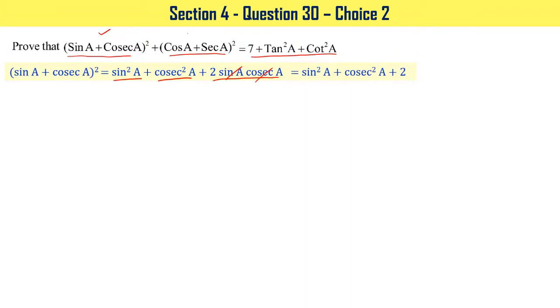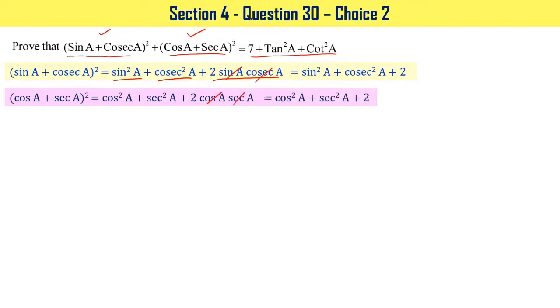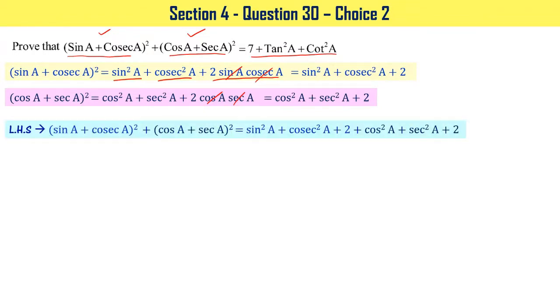Now similarly, let's expand cos A plus sec A whole square. That can be written as cos square A plus sec square A plus 2 cos A sec A. We know cos A equal to 1 by sec A, right? It means we can cancel these two also. Hence, it can be written as cos square A plus sec square A plus 2. Now let's simplify the LHS. That can now be written as sin square A plus cosec square A plus 2 plus cos square A plus sec square A plus 2, right?